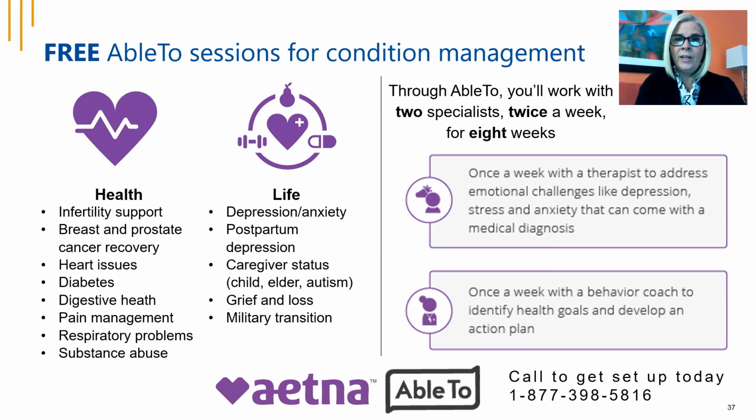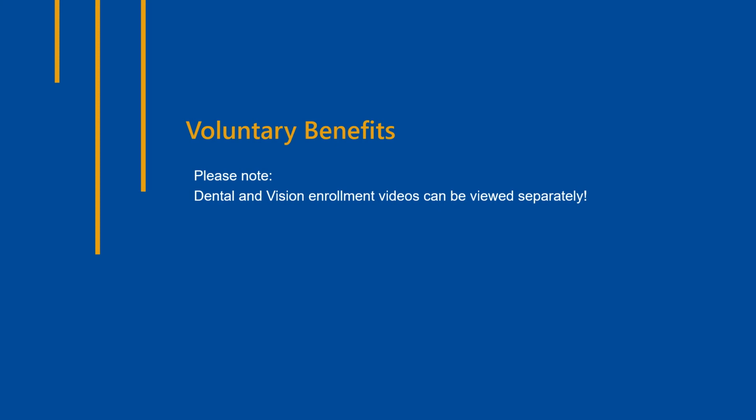This removes the hassle of driving and gives you flexibility of a time that works best for you during the day, evening, or on the weekend. Meet once a week with a therapist to address the emotional challenges like depression, stress, and anxiety that come with a medical diagnosis, and also meet once a week with a behavior coach to identify health goals and develop an action plan. That's 2 sessions a week, including a final meeting with your therapist at no cost to you. For more information or to request Able2 services, please contact Aetna Behavioral Health at 1-877-398-5816. Thank you. Next, we'll review some voluntary benefits available through your institution.